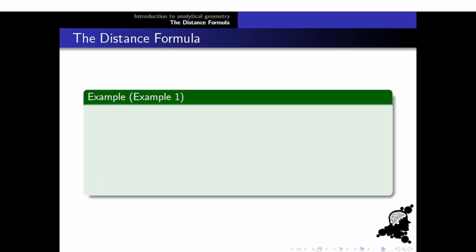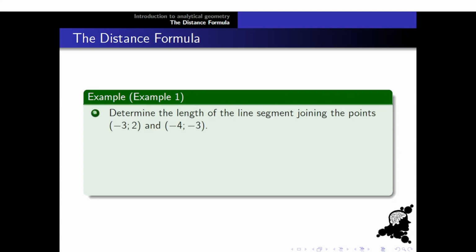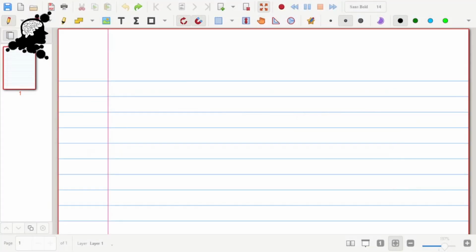So let's get into some examples. We are supposed to find the length of the line segment joining the points (-3; 2) and (-4; -3). So let's go to the writing pad and let's write this out. So we've got the coordinates -3 and 2, and then we've got 4, and let me just confirm here. Whoops, this is -4 and -3.